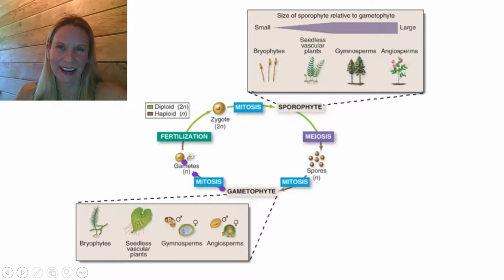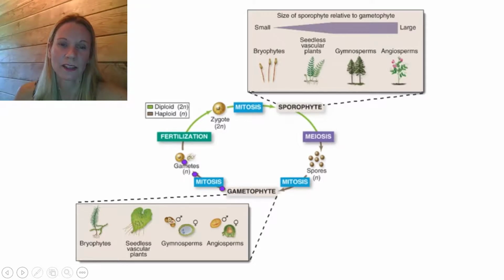life cycle of plants. So we've learned about 4 different groups of plants. We've learned about the bryophytes, also known as the non-vascular plants. We've learned about the seedless vascular plants, like ferns. We learned about gymnosperms, like pine trees. And we learned about angiosperms, the flowering, fruiting plants. So these are the 4 major groups.